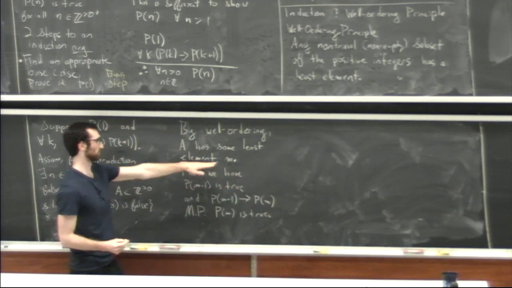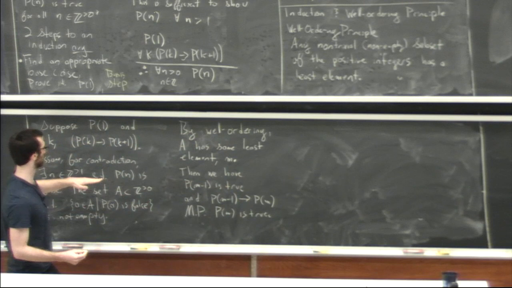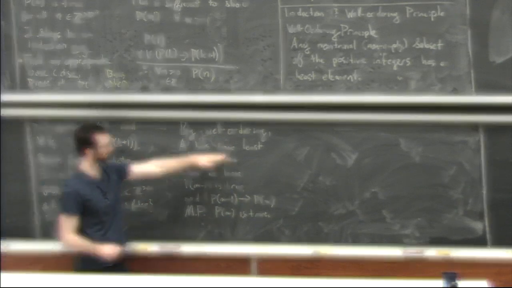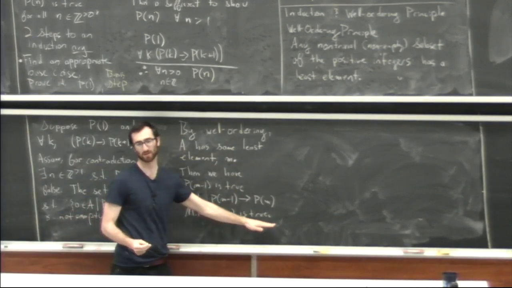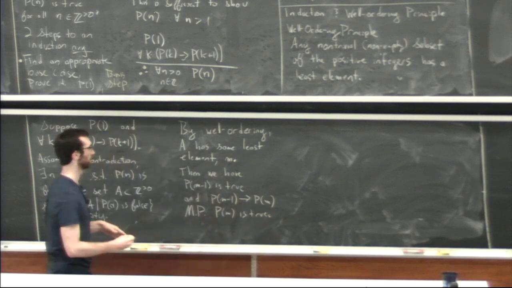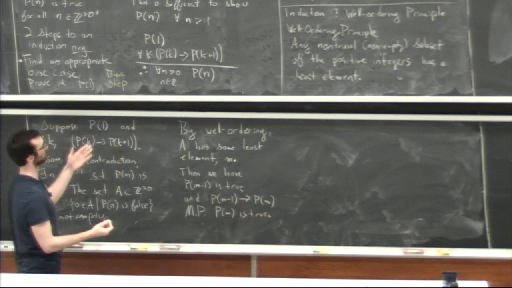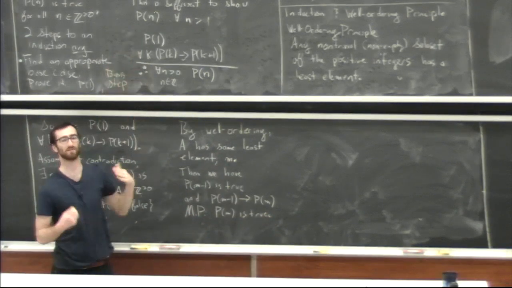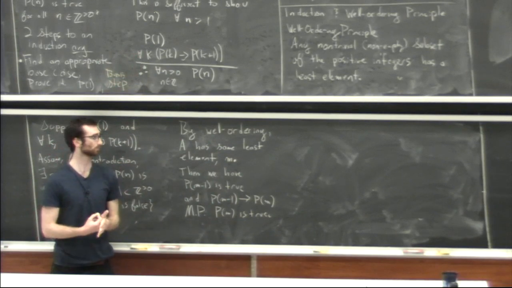And so we have a contradiction. We assumed that we produced a P of M such that P of M was false, and then we also got that P of M is true. So using the well-ordering principle, I'm arguing that induction is a valid logical argument.